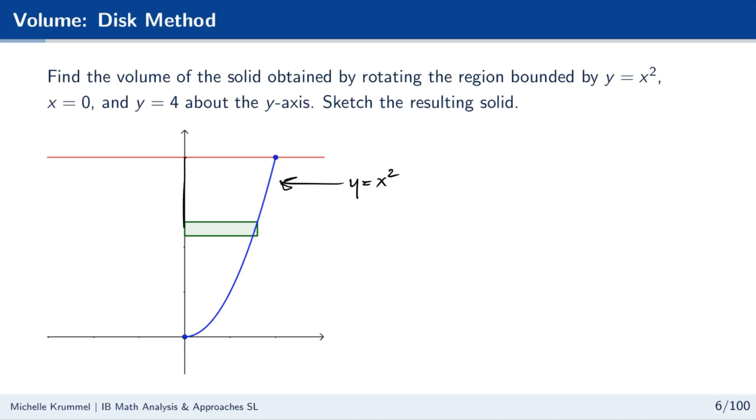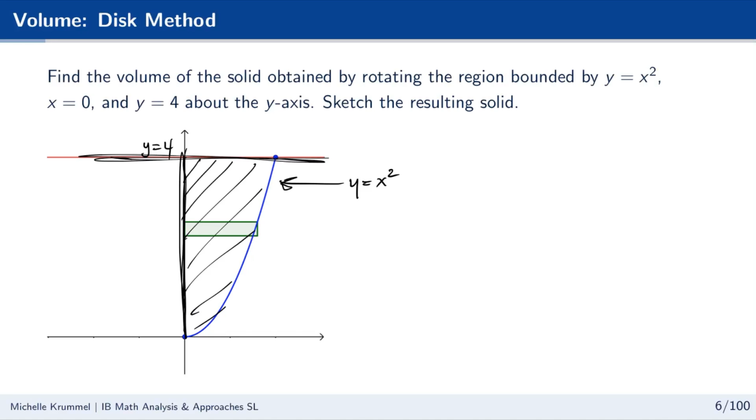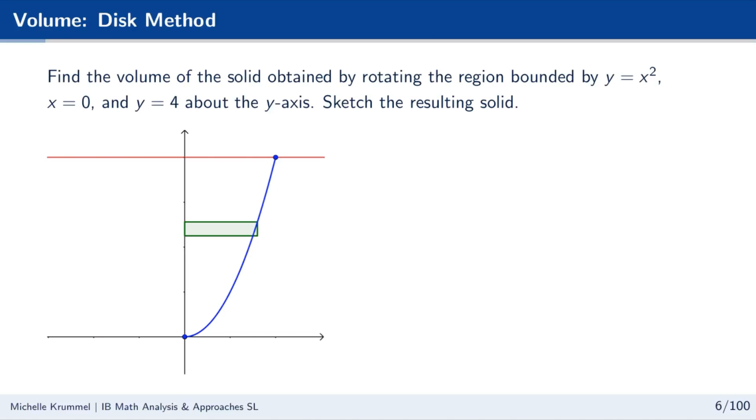x equals 0. That's right here. And then y equals 4. So y equals 4 is this equation right here. We're going to rotate, so this is our region. Here, it looks better if I shade. This is our region, and we are going to rotate that now about the y-axis. Rotate around the y-axis. So I want to label my endpoint so I know what interval I'm working on.